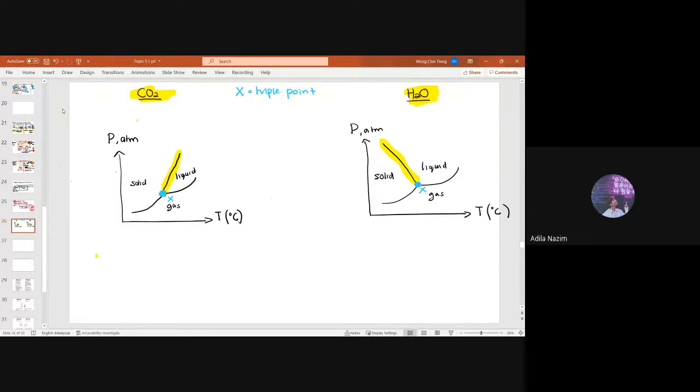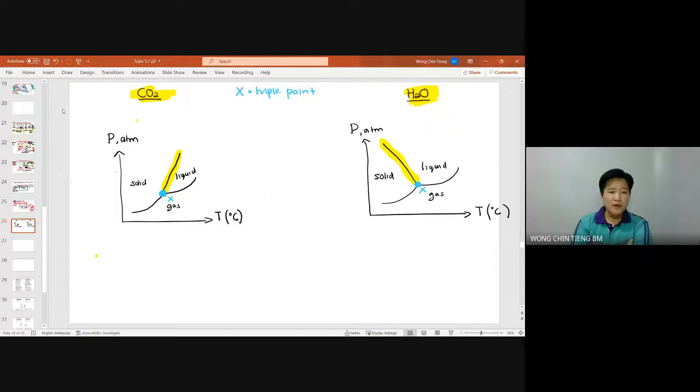Lower than triple point. Lower than triple point. Agree? And that is the reason why we use ATM.